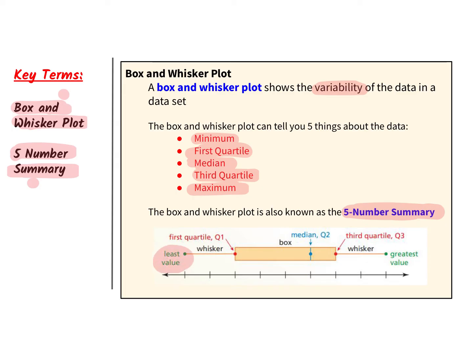The least value is at the edge of the whisker. The first quartile is recognized by the start of the box. The median is recognized by the halfway line through the box, wherever that line is. The third quartile is represented by this edge of the rectangle. The greatest value is recorded at the very end of our whisker. It gets its name, box and whisker plot, because we have a box and then 2 whiskers that stem off from it.